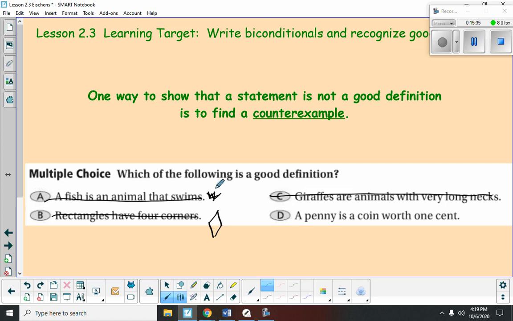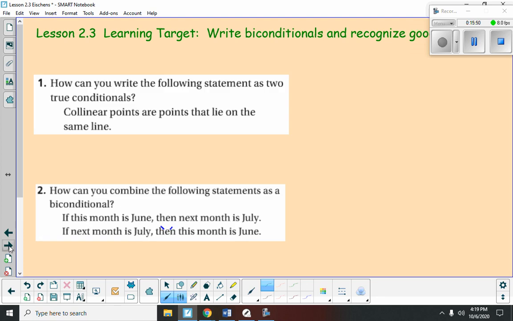So a penny is a coin worth 1 cent. Can you reverse it? A coin worth 1 cent is a penny. That's true. Yes, so you can't give a counterexample to a coin that's worth 1 cent in our money system. Okay, how can you write the following statement as 2 true conditionals?